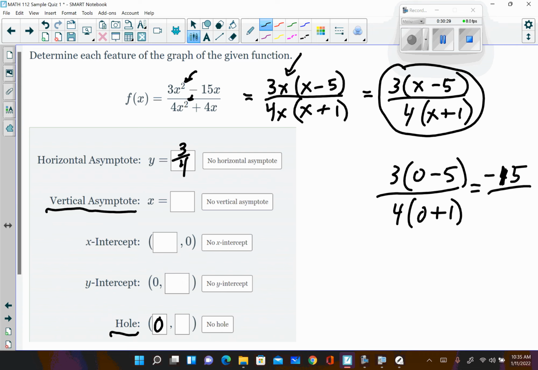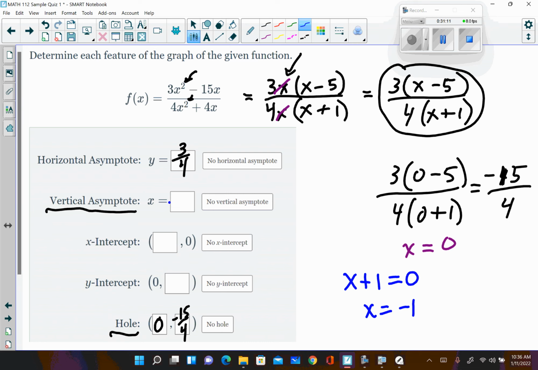And the denominator is 4 times 1. That's the y-coordinate of the hole, negative 15/4. A hole has the x-coordinate of whatever number makes the thing that cancels equal to 0. When the thing that I just crossed out is equal to 0, that's the x-coordinate of a hole in the graph. A vertical asymptote is when the denominator, after canceling, is equal to 0.